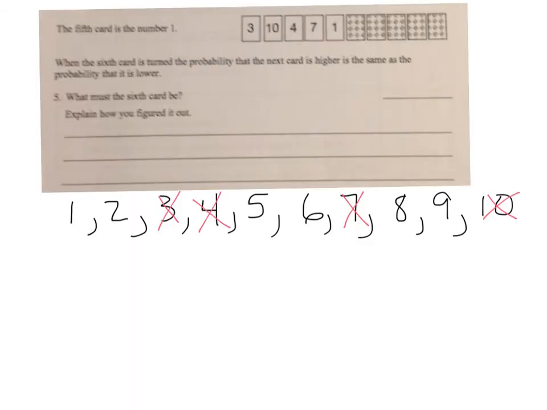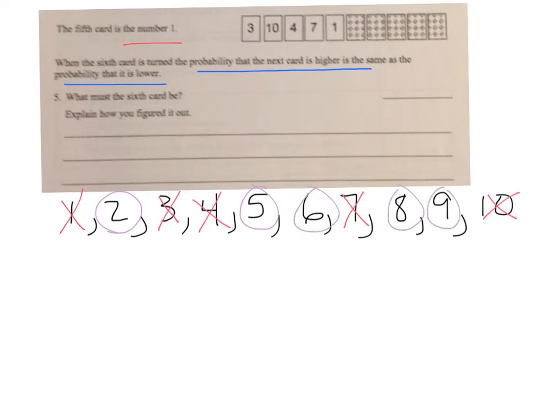All right. Okay, so now we see the fifth card is number 1, so we're going to cross out 1. And let's read what they want us to do. When the sixth card is turned, the probability that the next card is higher is the same as the probability that it's lower. All right, well, let's just prove that. Here's 1, here's 1, here's 1, here's 1, here's 1. Okay, so there are 5 left. All right, so let's just actually write them. We have 2 and 5 and 6 and 8 and 9.